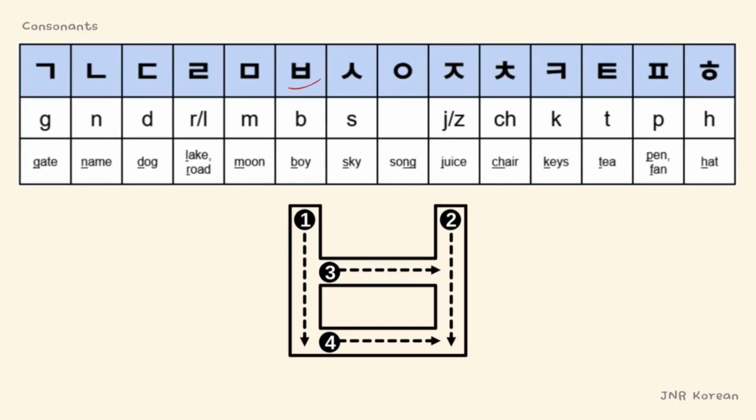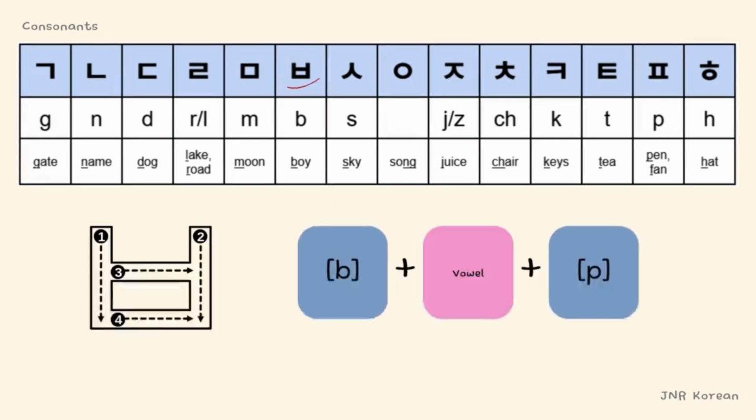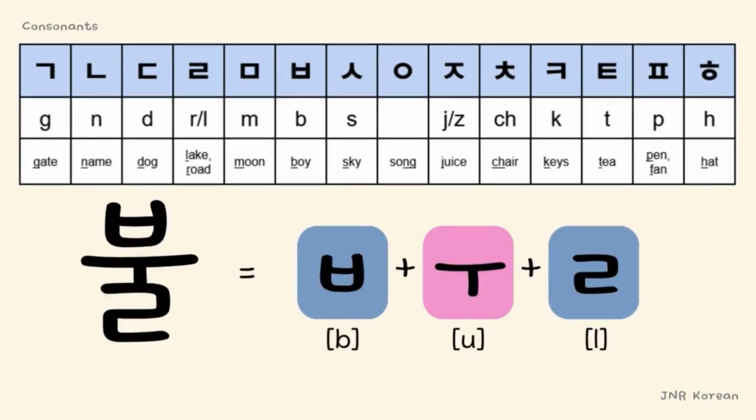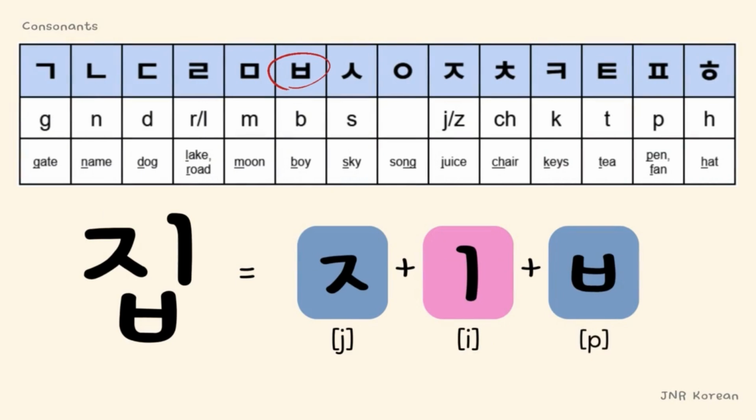The next consonant is 비읍. When writing 비읍, first draw lines from top to bottom on both sides, and then draw short horizontal lines from left to right in the middle and bottom. It is pronounced as 부 when used as an initial consonant and as 푸 as a final consonant. For example, the first consonant 비읍 in the letter 불 is pronounced as 부. And in the word 집, the consonant 비읍 in the final position is pronounced as 푸.